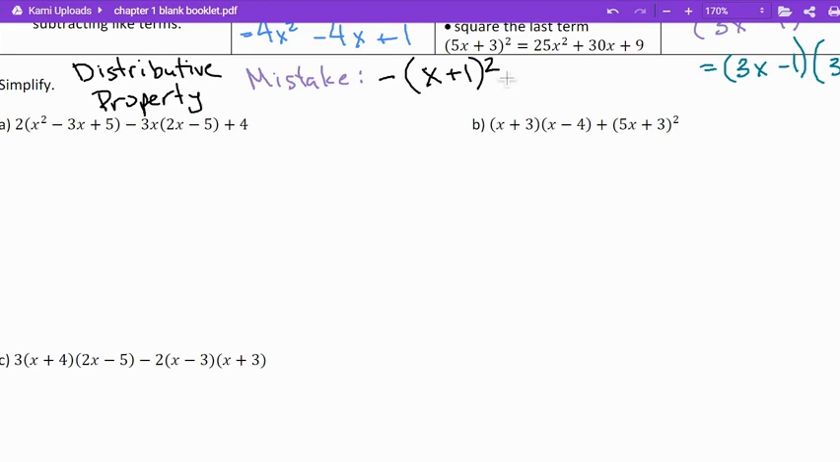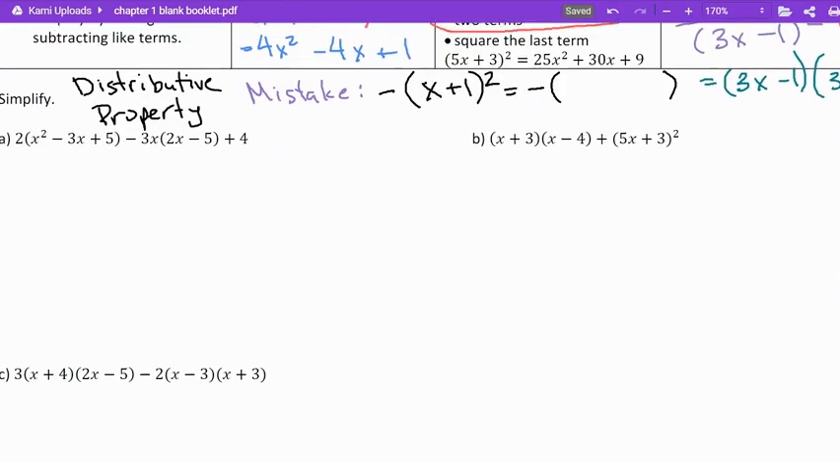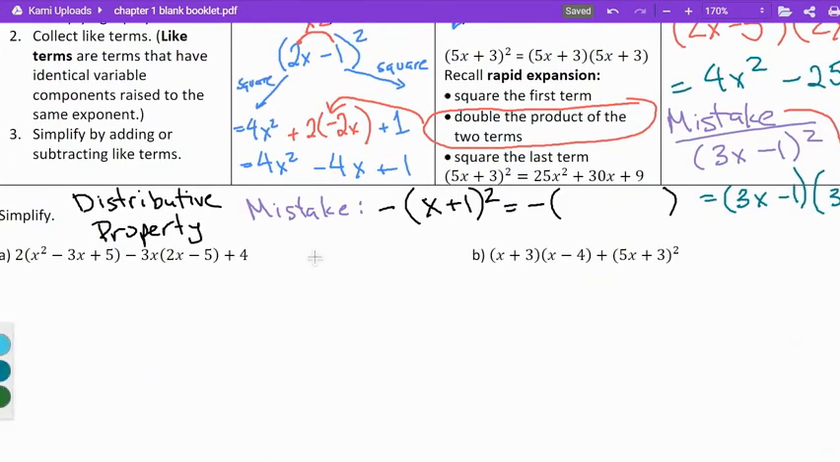How can I show this mistake? Okay, maybe I'll show the correct way. So we're going to keep the negative and we're going to expand inside the bracket. Now, there's a shortcut. What am I using? Yeah, that's right. Or actually, I like to call this SAB, square a binomial. It's a binomial, it's squared. So I square the first term, I square the last term, and then I multiply the two terms and double them.